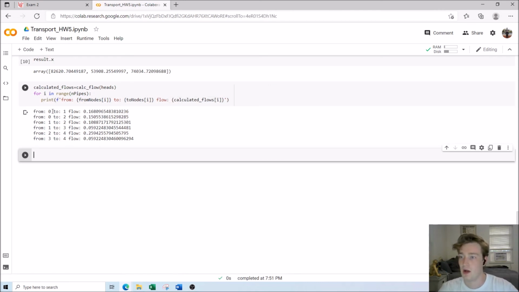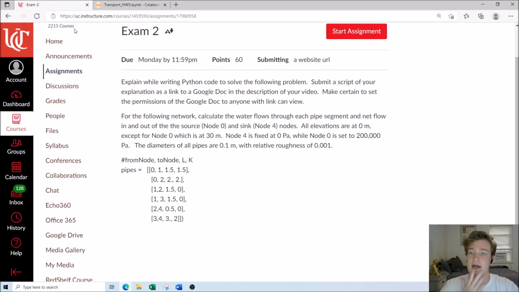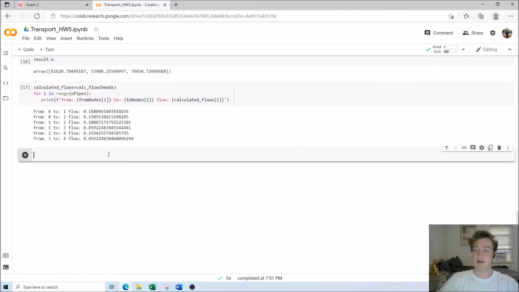Yep, so from 0 to 1, the flow is this. From 0 to 2, the flow is below that. And then so on and so forth. Beautiful. All right, what was next? What else did it want? The net flow in and out of the source and sink. All right, let's do that.